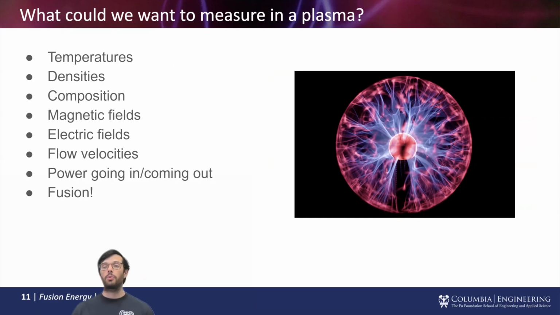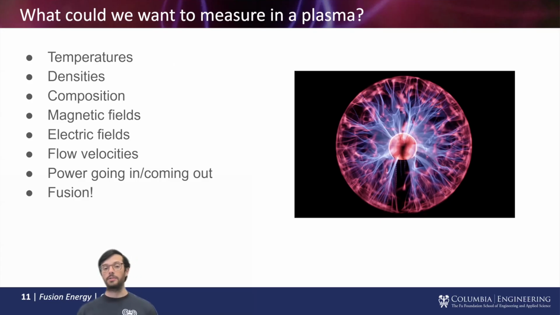Magnetic fields are really important because we apply magnetic fields to plasmas. Plasmas also make their own, so we want to see the magnetic fields that they produce. We can learn things about the plasma that way. Electric fields produced by the plasma, flow velocities. The plasma in a lot of cases is actually flowing, kind of like a fluid. So we want to know those velocities and how they interact.